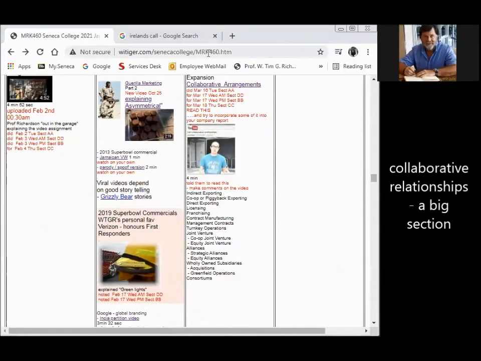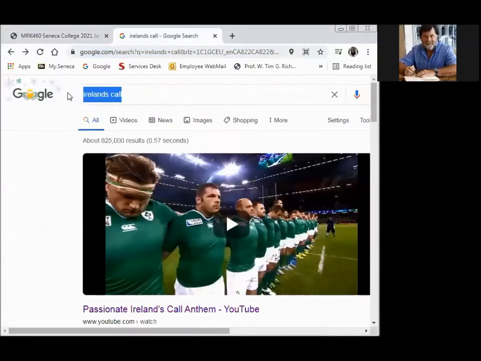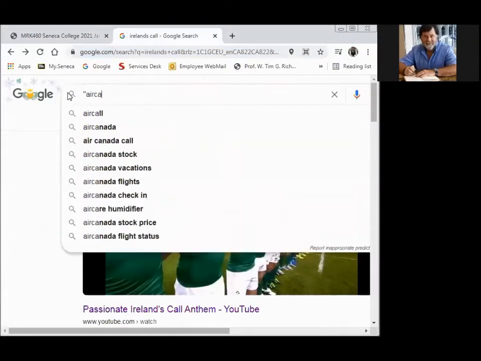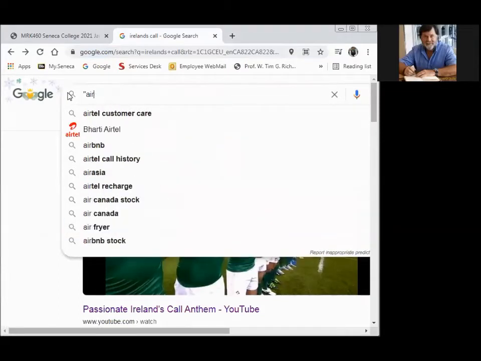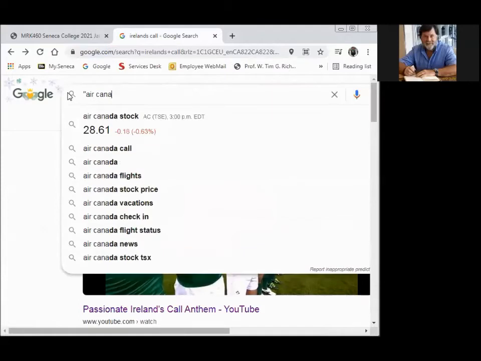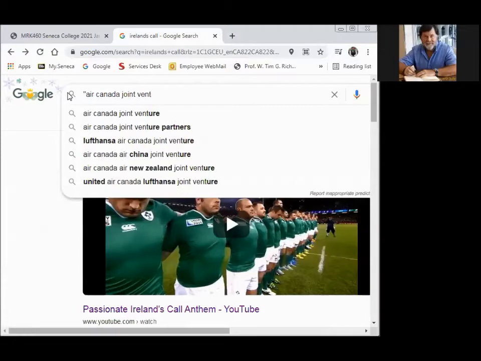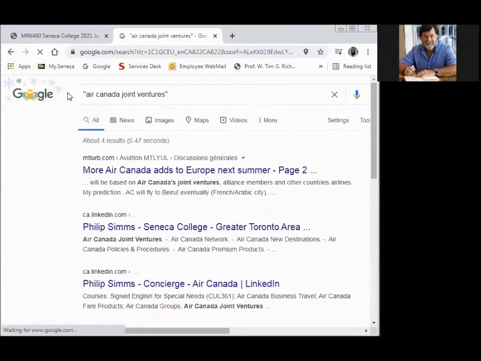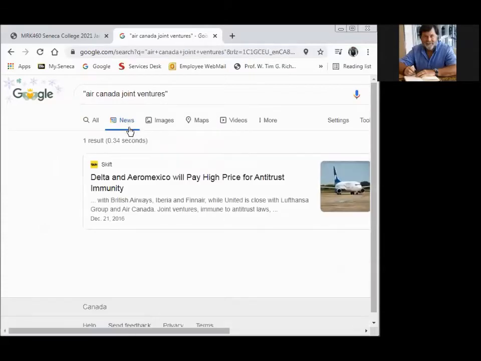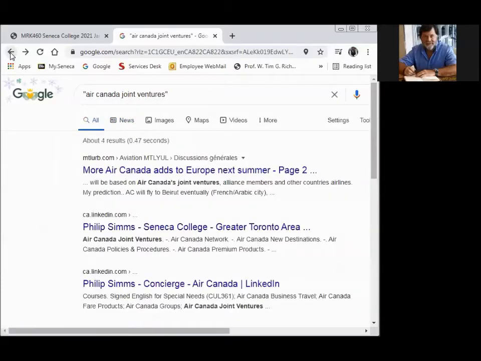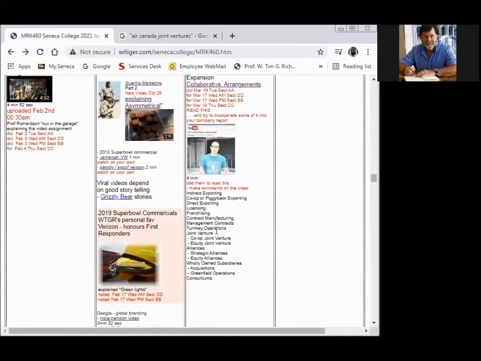So for the groups that are doing Air Canada, just pay attention to me for a second here. Up on the screen, Air Canada, joint ventures. And then I click here where it says news. So there's an example right there. So that's how you find out whether the company has got some joint ventures or alliances or subsidiaries or direct exporting or contract manufacturing, all those kinds of things.